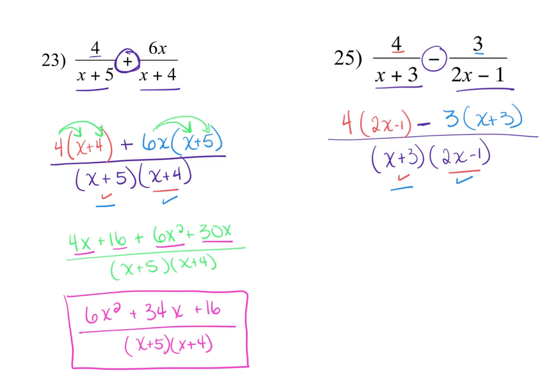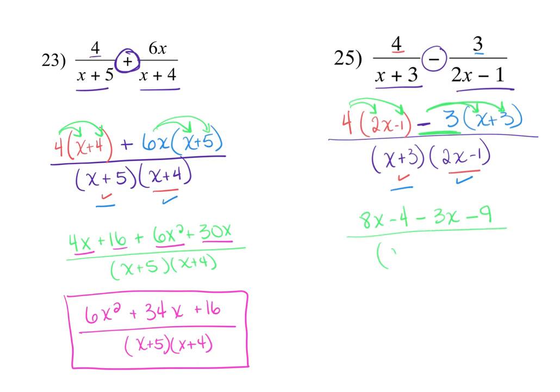And at this point, we're distributing. Distribute the 4 all the way through: 4 times 2x, 4 times negative 1. Here we are distributing a negative 3, okay? This is the number one mistake I see on these. Negative 3 times positive x is negative 3x. Negative 3 times positive 3 is negative 9. So number one problem I see here is people just do not combine those correctly because of that negative.